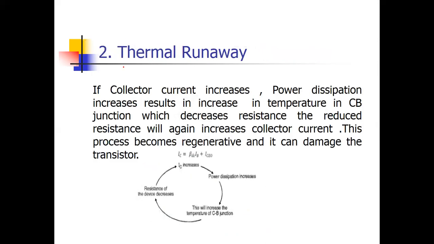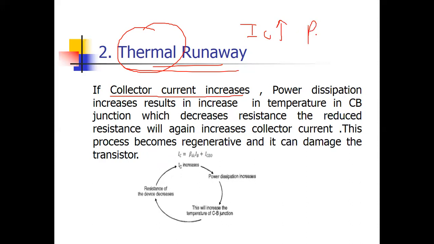The second drawback is thermal runaway. First of all, what is thermal? Whenever the word thermal comes to mind, we are talking about temperature. Suppose temperature increases, what will happen? By any means, collector current increases. What will happen when collector current increases? Power dissipation increases. Power dissipation is voltage into current, so if current increases, definitely power increases. If power increases, then the junction resistance will decrease.